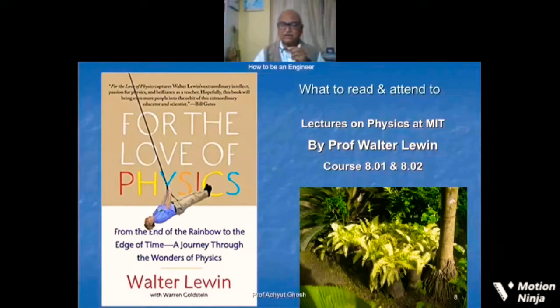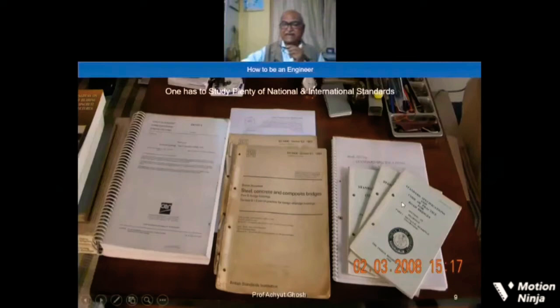Lovely lectures, beautiful lectures. Now, you have to study national and international standards. You have to prepare yourself to understand a standard. You can read the language in a standard, but to understand it, you must understand the subject to make the meaning of a code. A code is a very precise statement of something to be done. But to understand the meaning behind it, you have to study the background. So there is no way out, sir. You have to study, study, study.